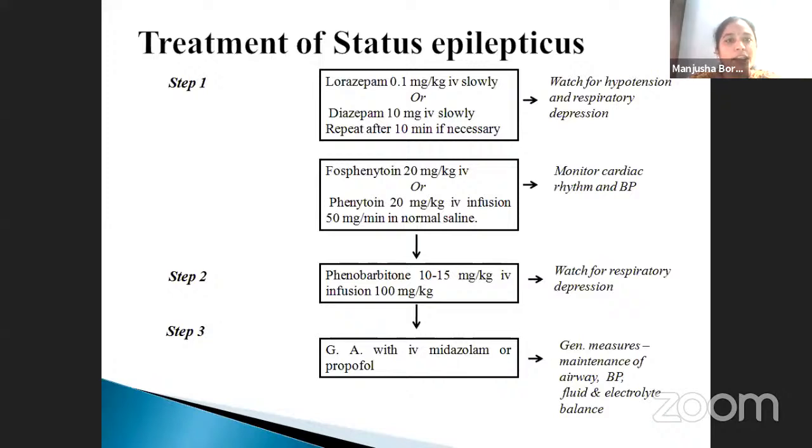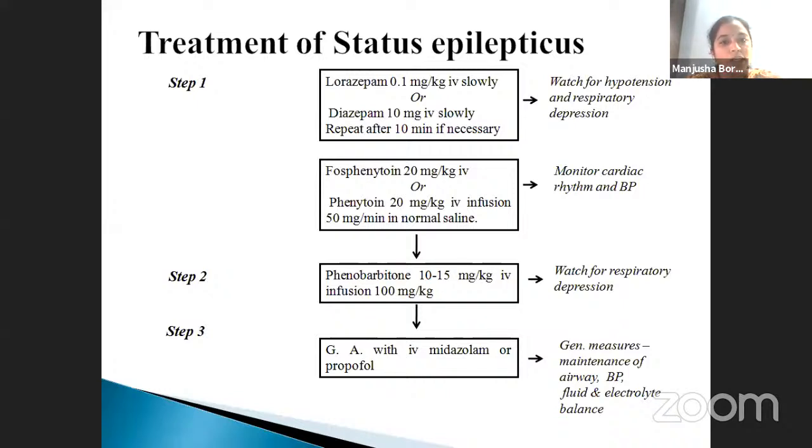This slide summarizes the treatment plan of status epilepticus. Status epilepticus is a neurological emergency condition characterized by recurrent attacks of tonic-clonic seizures. In this case, lorazepam is the first drug of choice, 0.1 mg per kg IV slow administration, or diazepam 10 mg IV slow administration, and repeat after 10 minutes if necessary. Lorazepam produces a sustained anticonvulsant effect as compared to diazepam. So lorazepam and diazepam are considered the first line of treatment for status epilepticus.